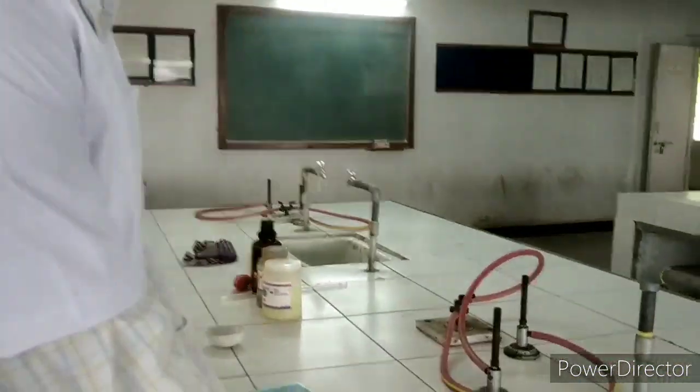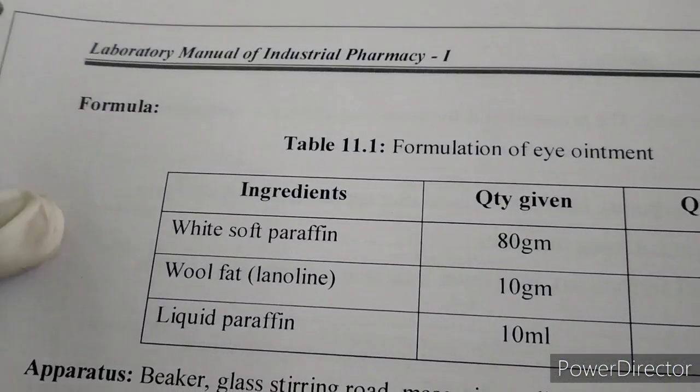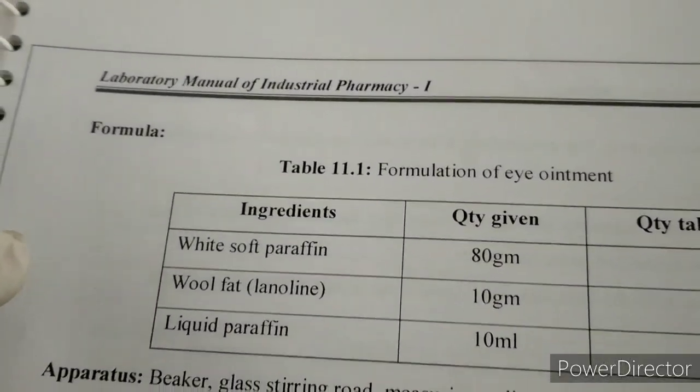Then how can we convert it into the ointment formulation? Therefore, there is a need to use the ointment base. We are going to incorporate chloramphenicol with simple ointment base. First of all, we will see the formula of today's formulation. See here. First of all, we will prepare the ointment base. So 3 ingredients are required.